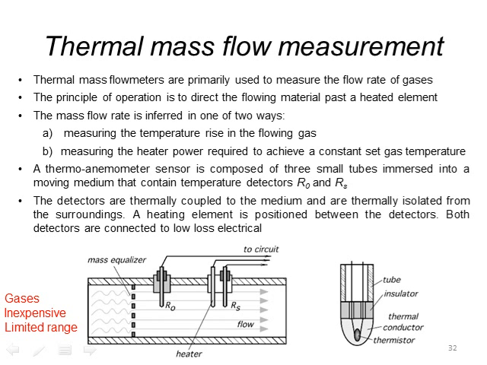So anything flowing past a particular sensor is going to have a cooling effect. So in order to get a certain temperature, you have to heat it to a certain level, and then the power that goes into the heater, you can use a calibration to determine this. Now, a thermo-anemometer is composed of 3 small tubes immersed into a moving medium. 2 tubes contain temperature sensors, R0 and RS, and you can see these on the bottom. And you can read a little bit more about these in the textbook. But essentially 2 ways to do the measurement.